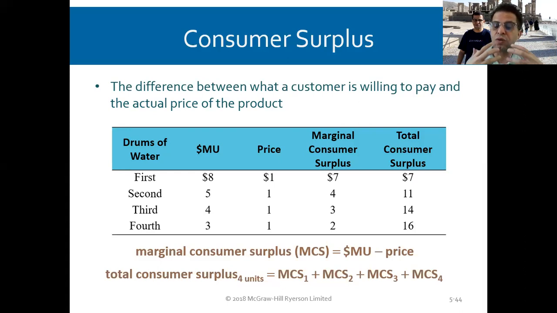So the marginal consumer surplus is the value that you're getting minus the real price. Sometimes you go to a store, you're buying something, and you come away very happy because you found it cheaper than you were willing to pay. So the total consumer surplus is the total of the marginal consumer surplus for units 1, 2, and 3.